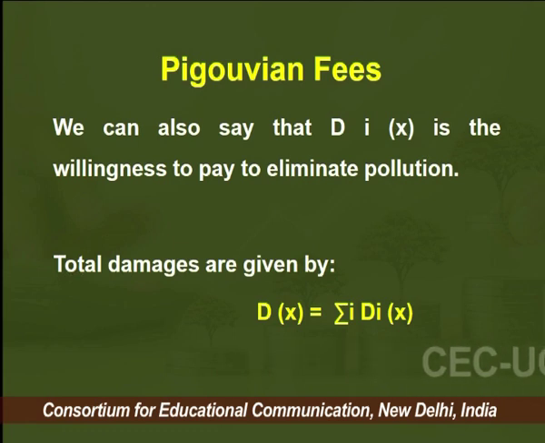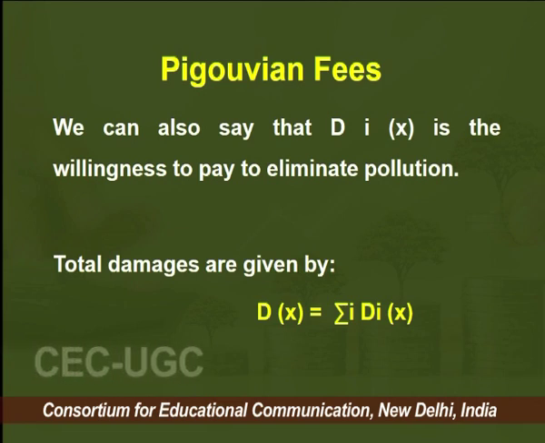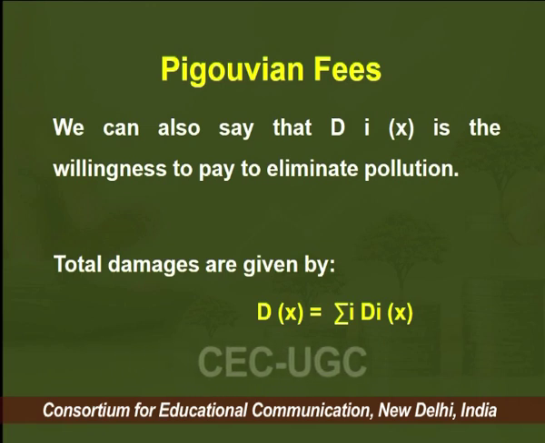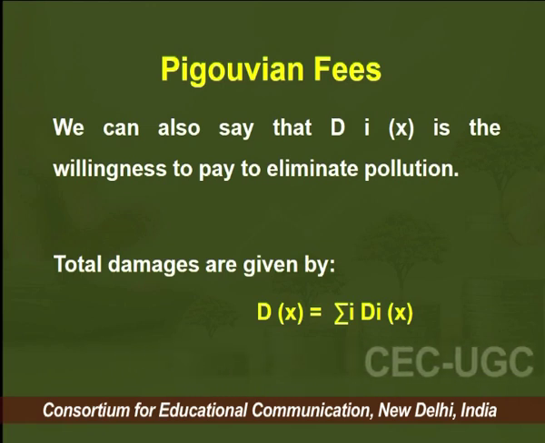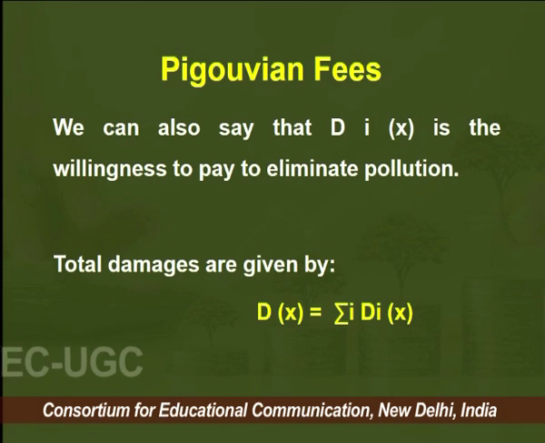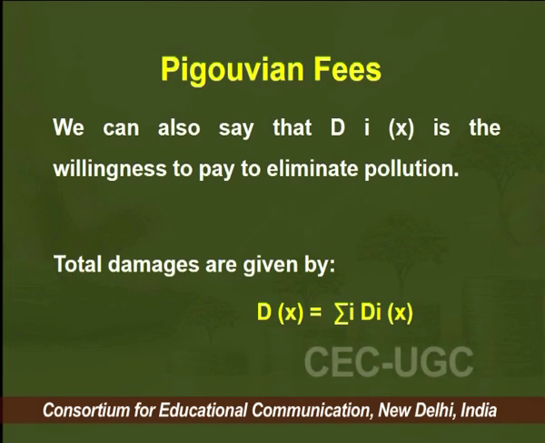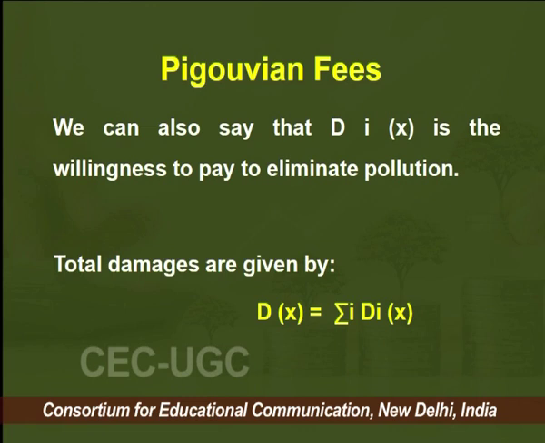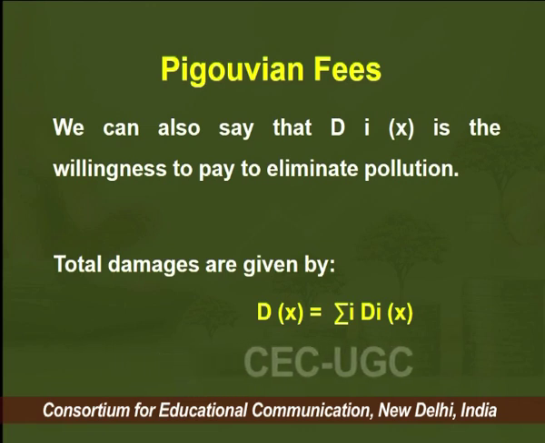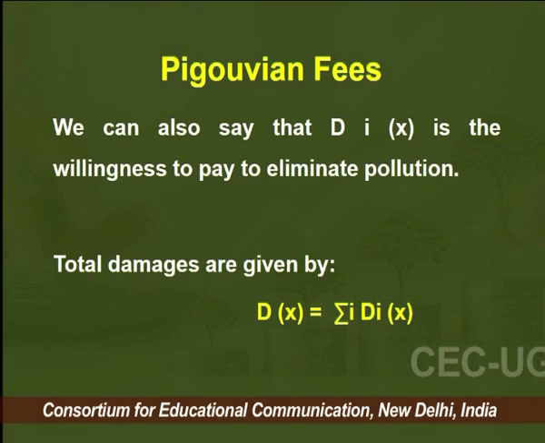The total damage is now given by the following equation, because we have already assumed that there are n individuals or n victims around that factory. So the total damage D(x) can be referred to as the summation of D_i(x). All the damages, when quantified and aggregated together, give in collective form a total damage function, which is D(x).